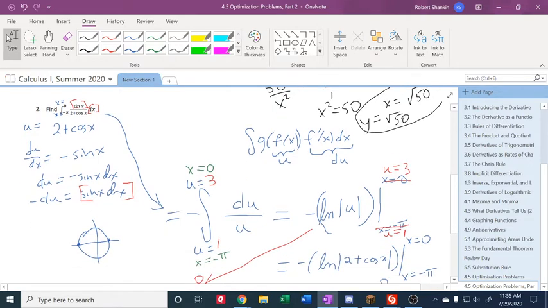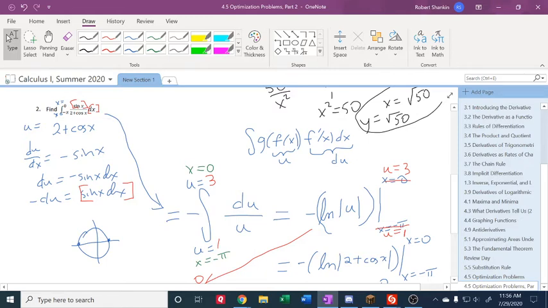Now this is also the integral of u to the negative 1 du. And if you try using the power rule on the integral of u to the negative 1 du, you get u to the 0 over 0, which is illegal. And we remember the integral of u to the negative 1 du, or 1 over u du, has to be ln of the absolute value of u. Okay, so that's how we transitioned.